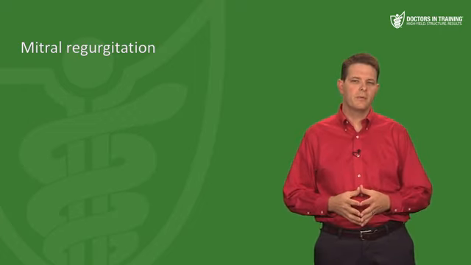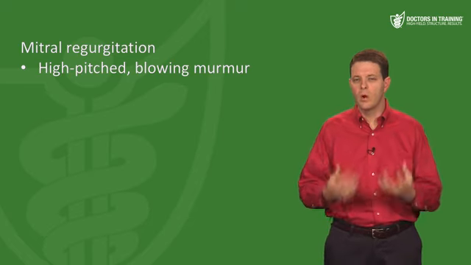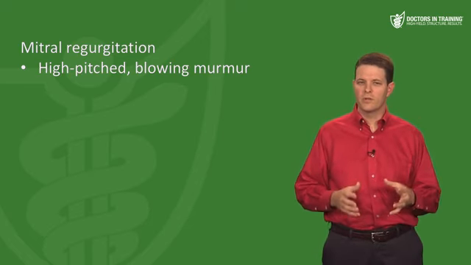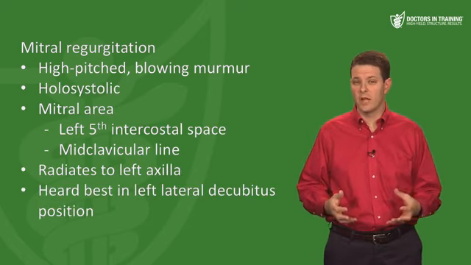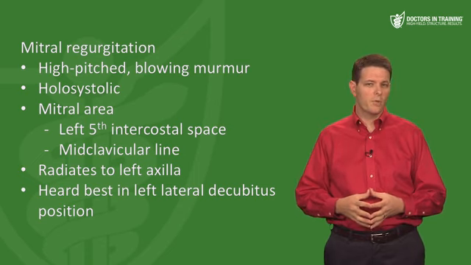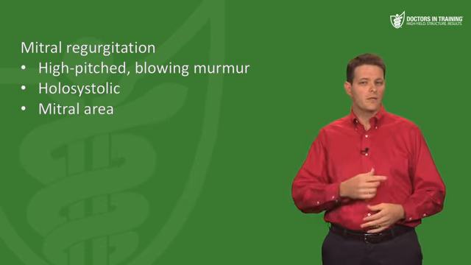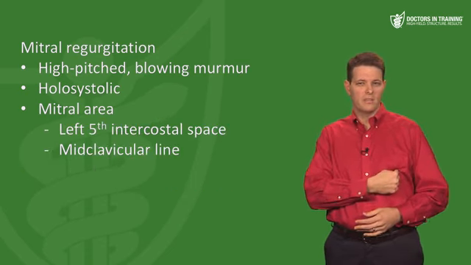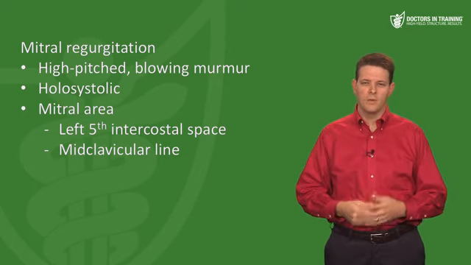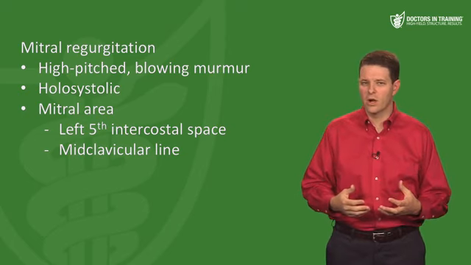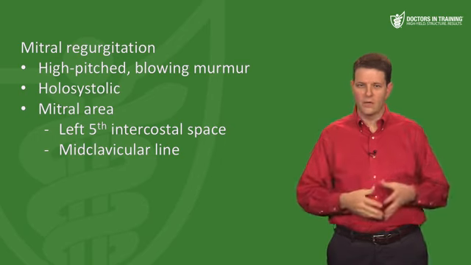Mitral regurgitation is sometimes described as a high-pitched blowing murmur. That's not nearly as helpful for your exam as the fact that it's a holosystolic murmur. And where do you expect the murmur to be loudest? In the mitral area, which is the 5th intercostal space in the midclavicular line. We sometimes call this the apex of the heart. It's where the pointy end of the heart is located.